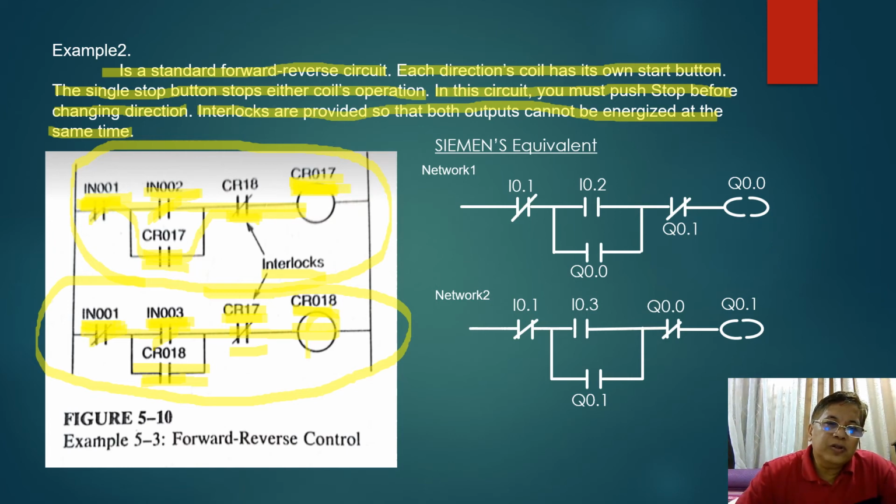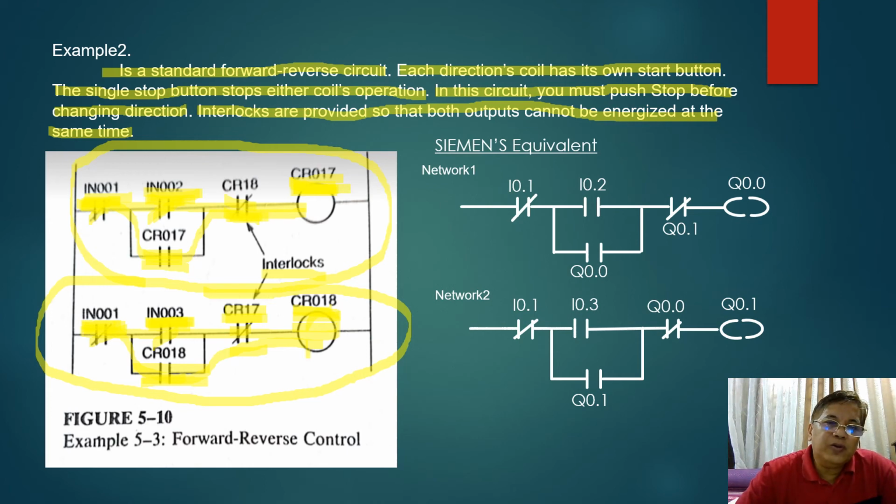That means that the contact is closed, so current will still be flowing from left to right, even if you release the start button. When you release the start button, of course, your closed contact here will go back to open condition. Since CR018 here is energized, automatically the CR018 interlock here will be open. So even if you accidentally push input 002 here, your CR017 will not energize. Only one output will be energized, in this case, the reverse output. So, that's how the operation works.